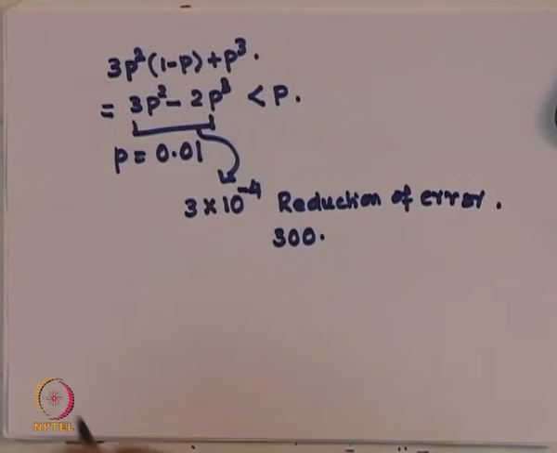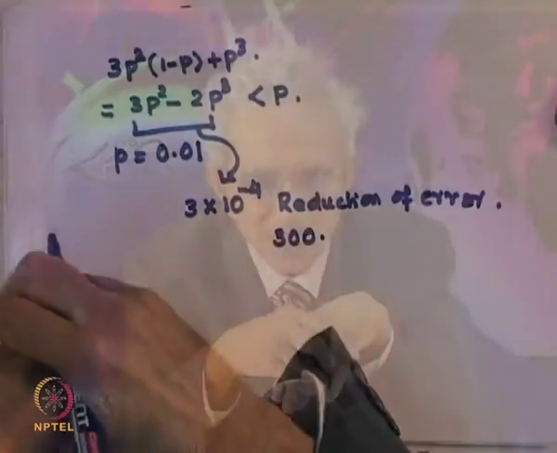So this is the way a 3-qubit code is able to recover error to a great extent.